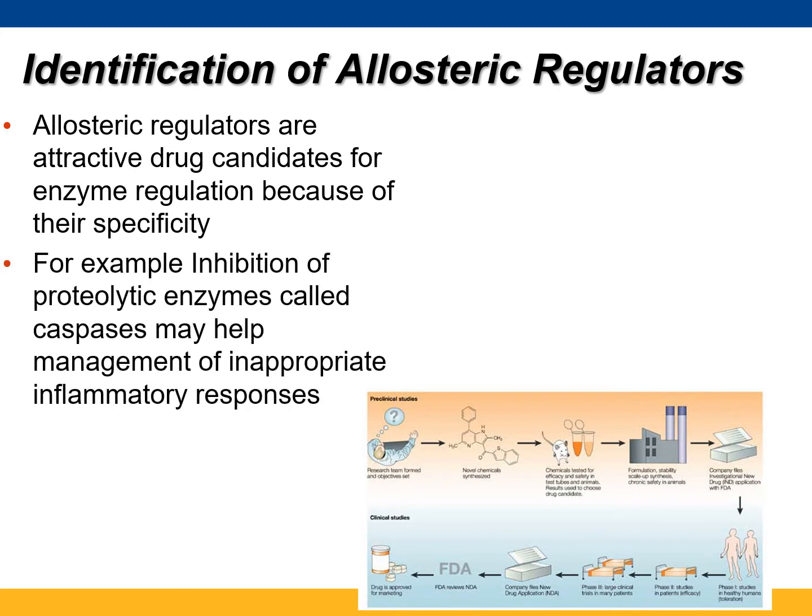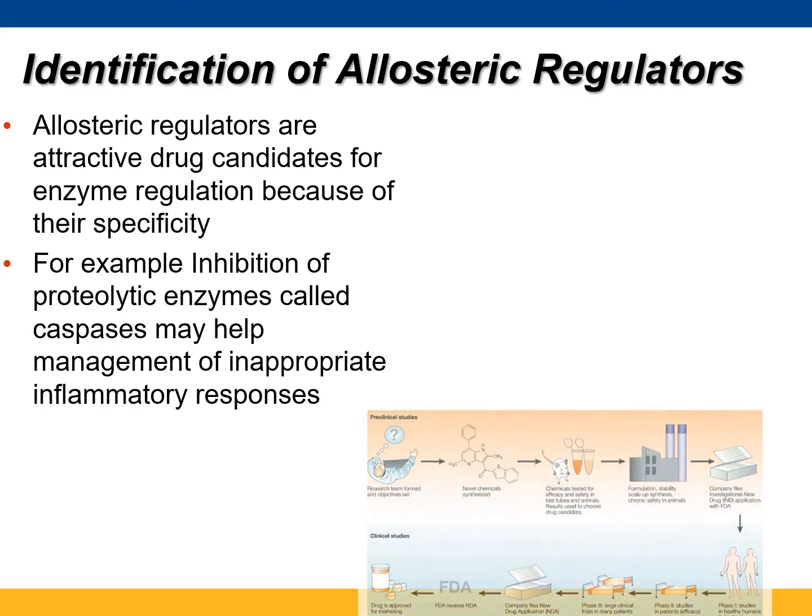But if you can find an allosteric regulator that's specific, you have a very, very viable potential product. For instance, they talk about inhibiting proteolytic enzymes called caspases. These things are involved in cell inflammation and particularly cell death. You could find some way to manage caspases. Maybe you could suppress inappropriate inflammation, and they're talking about that in the book.